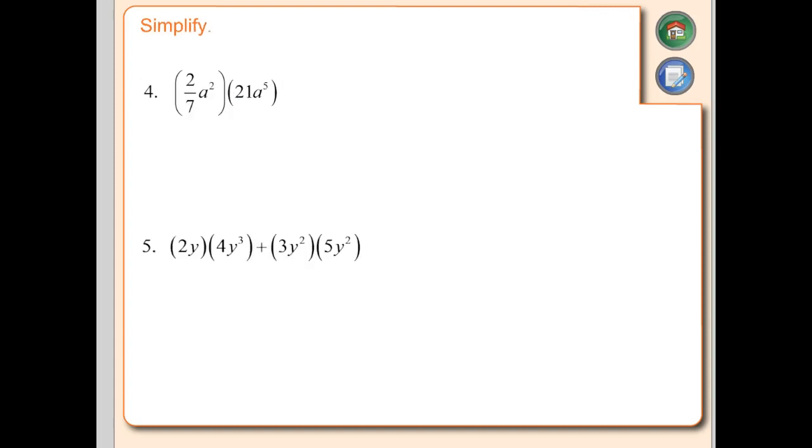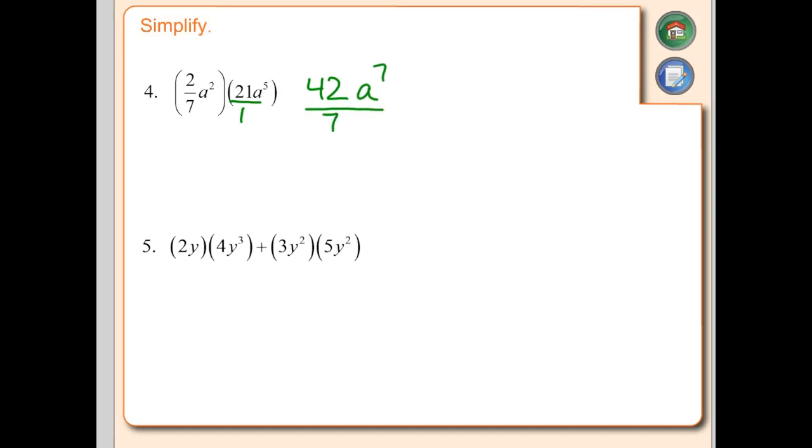Now, we've got 2 more to look at. So if we go over here, oh my goodness, number 4, Mrs. Burton threw in a fraction. Well, remember, I like to go ahead and put that whole number over 1, because if we can cross cancel, we can. But first thing we're going to do is go ahead and multiply the numerators. So if we multiply the numerators, what do we have? We have 2 times 21. Well, 2 times 21 is 42. And then we've got a squared, and a to the 5th is a to the 7th, all over, and we've got 7 times 1, which is 7.